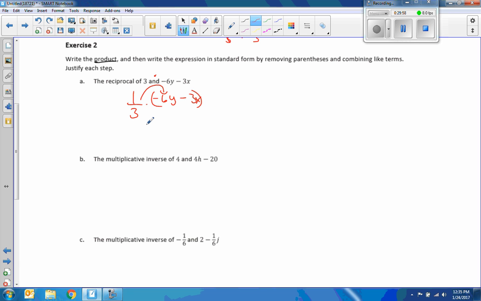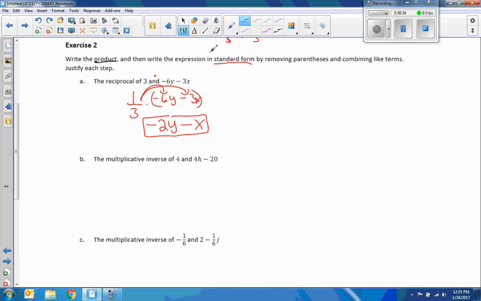Positive times a negative is negative. 1/3 of 6 is 2, or 6 divided by 3, if you will. y. I'm going to distribute. Positive times a negative is negative. 3 times 1/3, or 3 divided by 3, is 1, and then I get x. These terms are not like terms. I am done. This is my standard form.